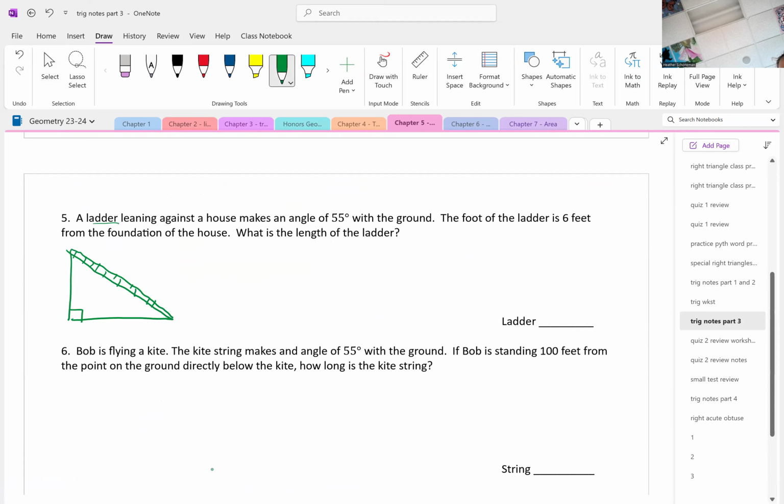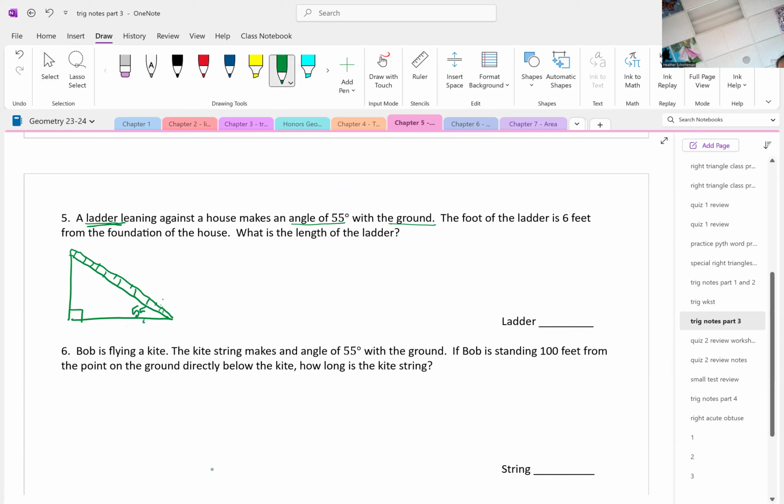Okay, it's leaning against the house and makes an angle of 55 degrees to the ground. So the ladder makes an angle with the ground. So here's the ladder where the stripes are. The ground is on the bottom. So in between the ladder and the ground would be this measurement right here. But that's not x. It told us what it was.